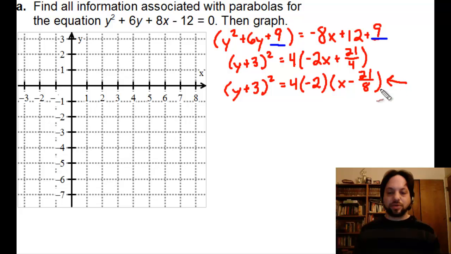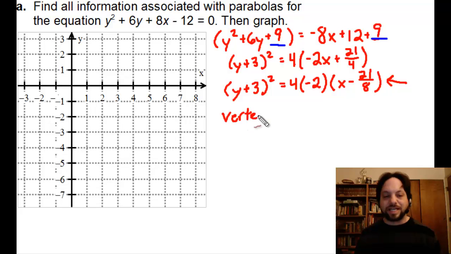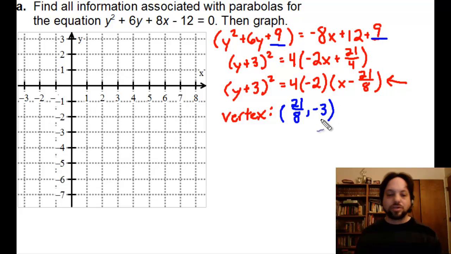Anyway, so this is going to be my standard conic form of this parabola. Let's see how much information I can garner from this equation here. First off, I do want to find my vertex. That's the point that everything else is built off of. And in this situation, hopefully you can just look and see that my vertex here will be 21/8, comma, negative 3. 21/8 is not happy, but it is what it is. So 21/8, comma, negative 3. Let me go ahead and put that down here and see where that goes. So it looks like my vertex is going to be about right here on my graph. All right, so far so good.